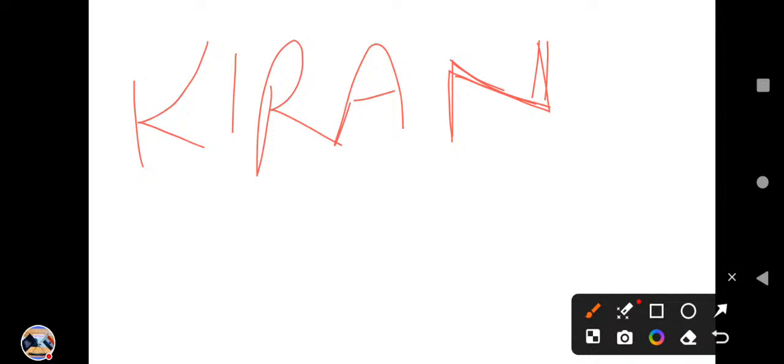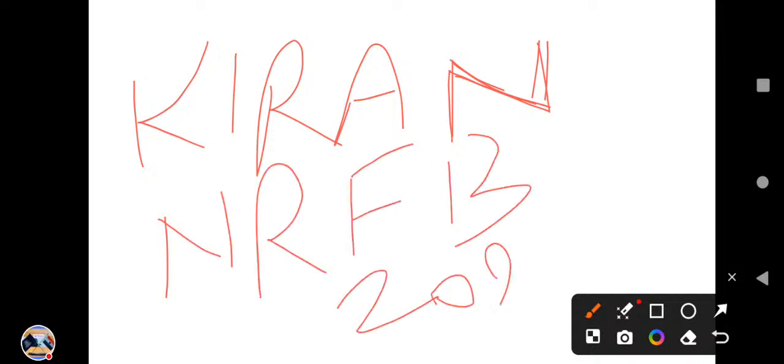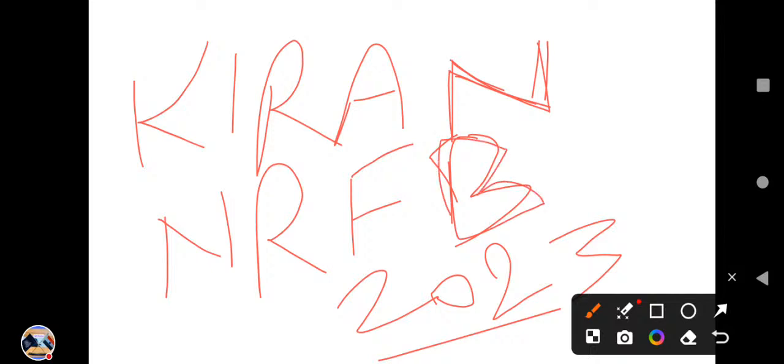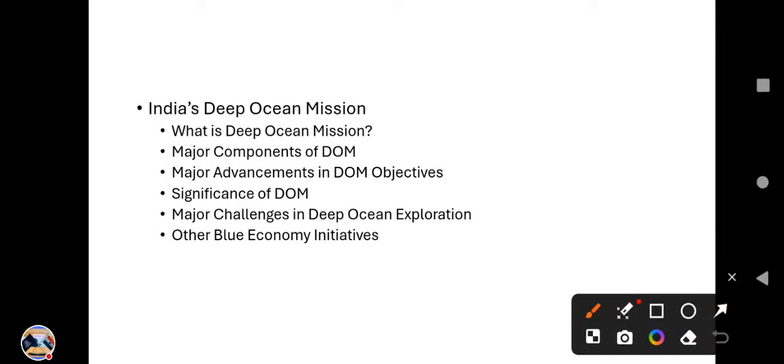And also, recently the government introduced the National Research Foundation Bill, 2023. You should remember this. This is Bill 2023, which was introduced by the government to set up the National Research Foundation in order to give impetus to the research ecosystem in India. So this is all about the innovation system in the Indian context.